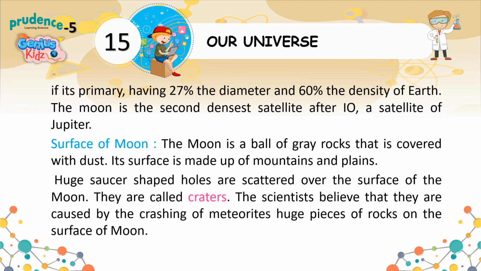Surface of the Moon. The Moon is a ball of grey rocks that is covered with dust. Its surface is made up of mountains and plains. Huge saucer-shaped holes are scattered over the surface of the Moon. They are called craters. Scientists believe that they are caused by the crashing of meteorites, huge pieces of rocks, on the surface of the Moon.